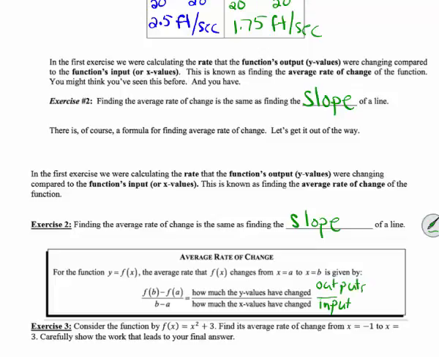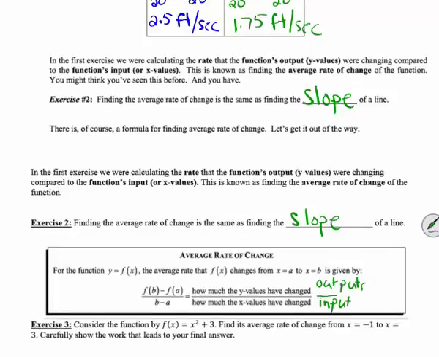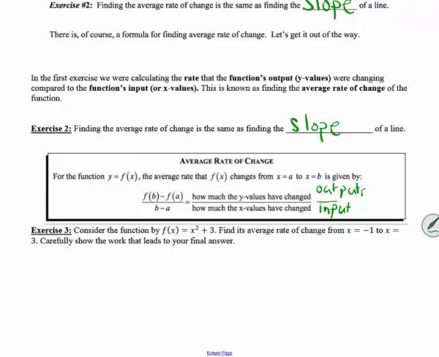So we did kind of put that up there, but let's see how this is going to work. Consider the function f of x equals x squared plus 3. Find its average rate of change from x equals -1 to x equals 3. The first thing I have to do is evaluate those functions. So I'm going to do f of -1 first. It's going to be -1 squared plus 3. We know that -1 squared is 1, plus 3 is 4.